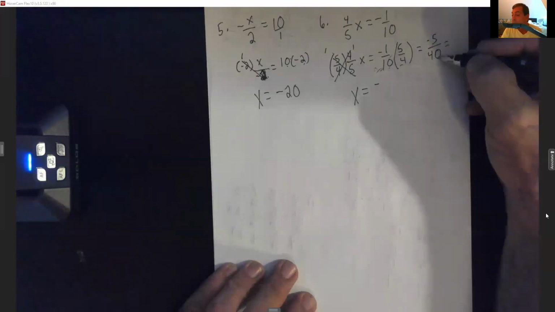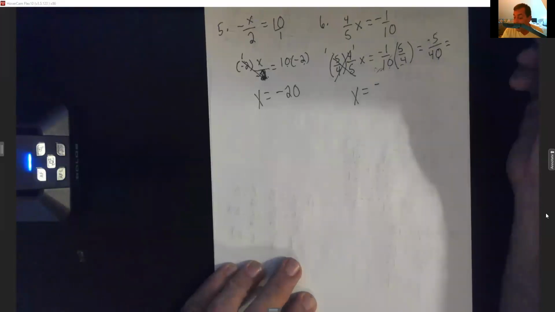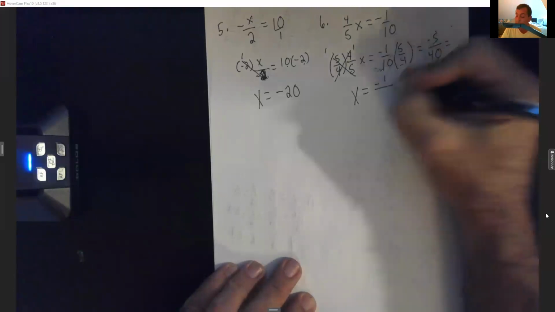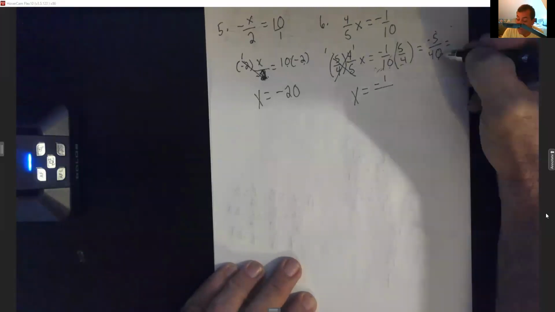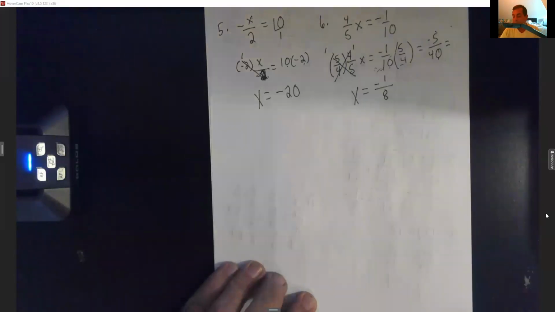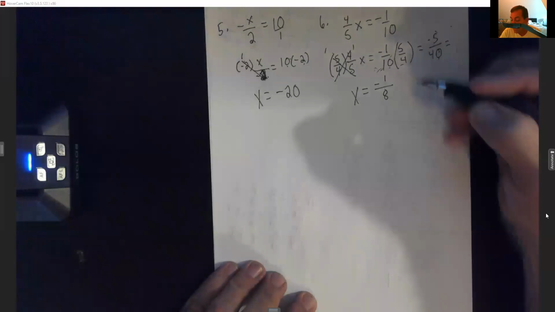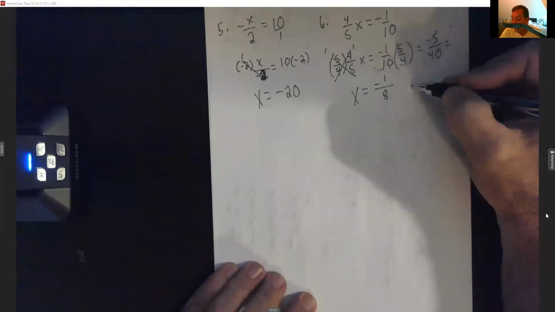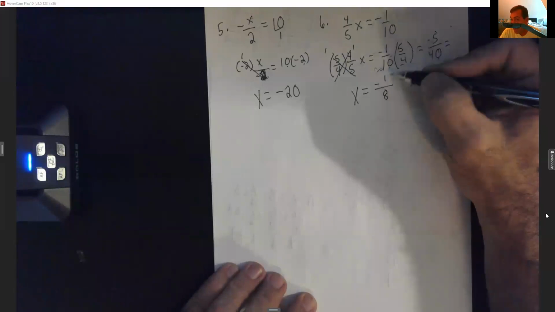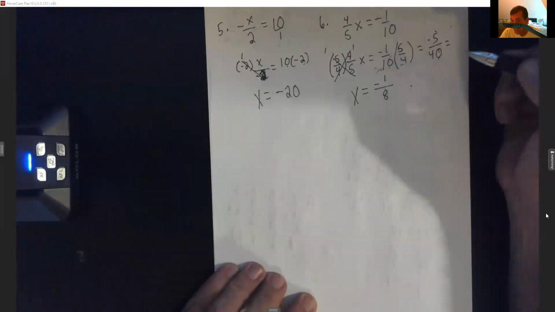-5 and 40 both divide by 5. So -5 divided by 5 makes the top a -1. 40 divided by 5 makes the bottom an 8. Now in MATLAB, it doesn't matter if you put the negative out front and then write the 1/8, or if you do the -1 on top, divide that by 8, it'll take all of those answers, okay?